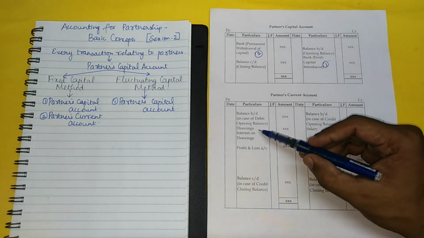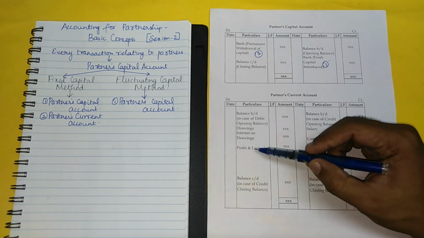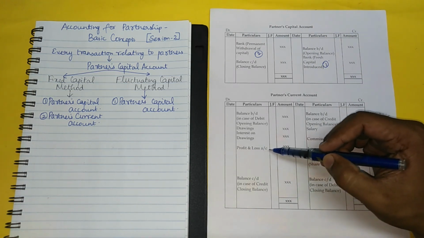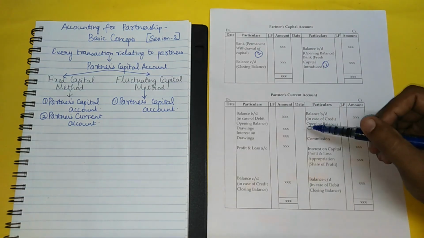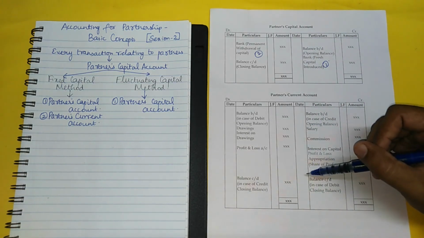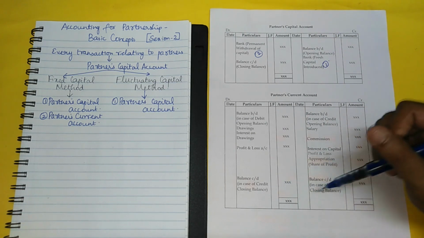And on the debit side, we will be having drawings, interest on drawings, and this profit and loss account is for share of loss. So in the debit side, we will be having 3 items. We will be balancing this ledger and we may have the closing balance either on the debit or credit side.